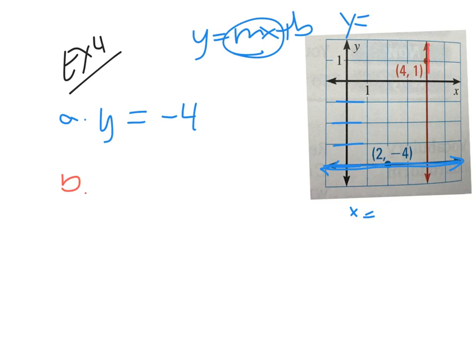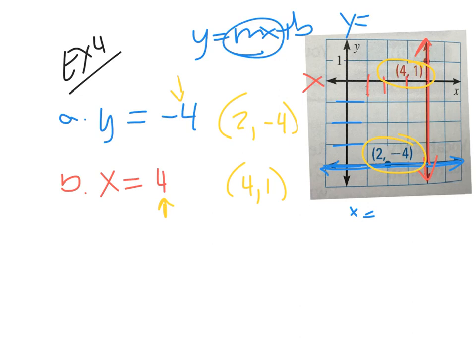Now our red line is crossing which axis? The x-axis. So I'm going to say x equals, and where does it cross the x line? 1, 2, 3, 4. So the equation for that is x equals 4. Now if you look at the points, you'll notice this one says that my x value is 4. This one says my y value is -4. See how it matches our answers? It needs to.